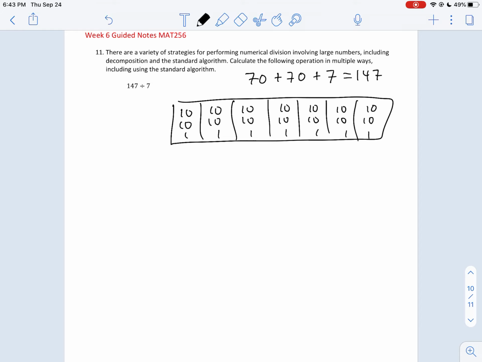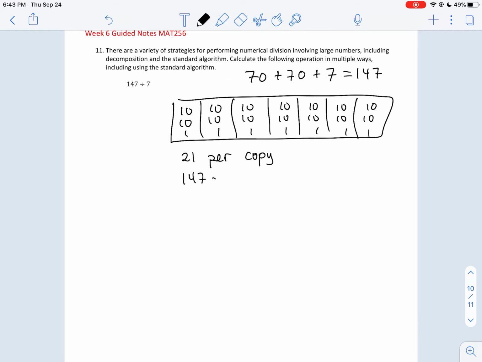That accounts for 147 items fit into 7 copies. And we can see that we have 21 per copy. 21 items per copy, which confirms that 147 divided by 7 is 21. And I used a partitive meaning to do that.